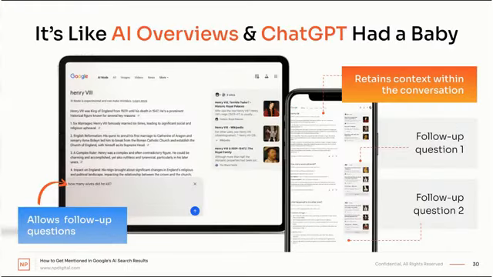You can really think of Google's AI mode as if AI overviews and ChatGPT had a baby. It doesn't just give you a one-time answer like a typical search. You can follow up with questions, and it remembers what you're talking about, just like a conversation. In this example on the left, you can see how a user asks a historical question about Henry VIII. Then on the right, you can see that they're able to ask deeper related questions, and Google continues the thread with full context. This makes your search feel more natural and way more helpful than a traditional search.